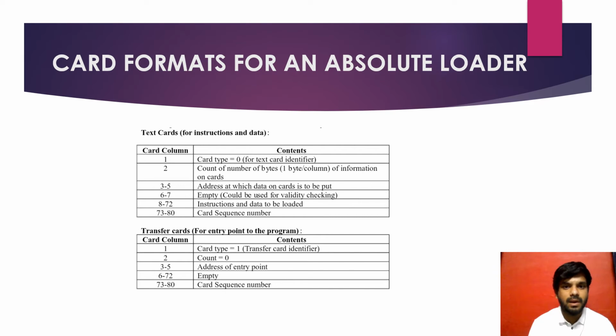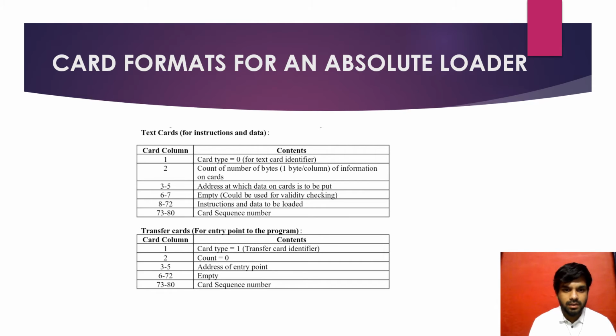Next is the card formats of an absolute loader. There are two types of cards: text cards and transfer cards. In the text card, we're going to see what information the card contains and what function it performs. You can see in the above diagram that in card column 1, the card type is equal to 0.